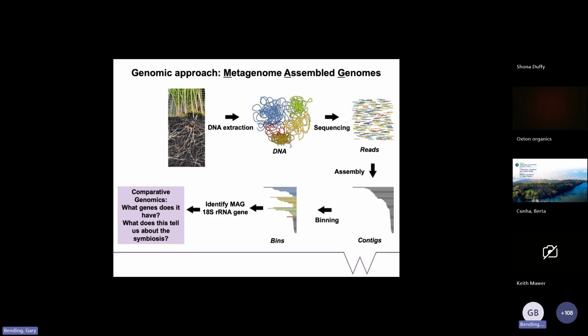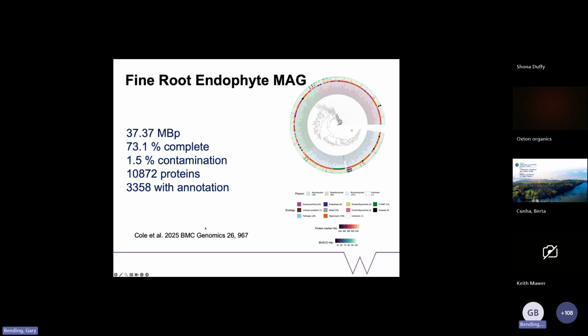He's a global expert in bioinformatics of metagenome assembly of genomes. And then once we had that MAG, it's called a MAG, a metagenome assembled genome, we're able to do comparative genomics. What genes does it have? What does that tell us about the symbiosis? And we were able to do it. This was a pretty amazing thing that we were able to do. We just published the paper just before Christmas.